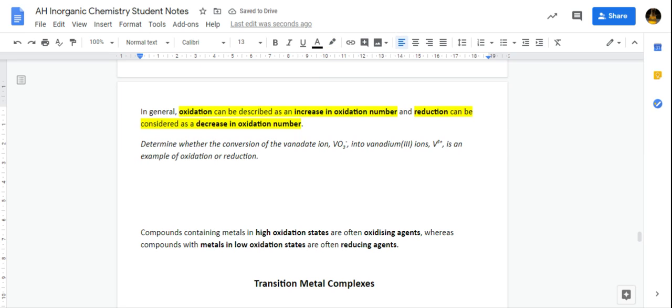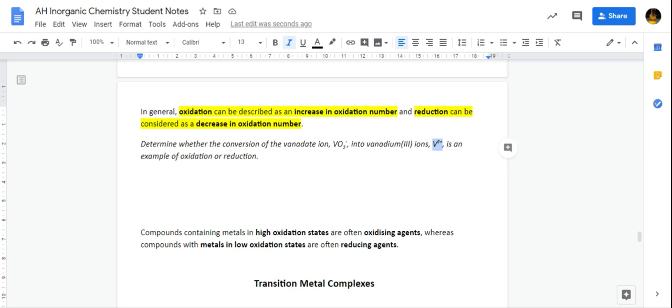The next part for you to do is to determine whether the conversion of the vanadate ion, VO3-, into vanadium 3+ ions is an example of oxidation or reduction. So to work this out, you would calculate the oxidation number of vanadium in the vanadate ion and the oxidation number of the vanadium in the V3+ ion. And then if your oxidation number increases, then it will be oxidation. If your oxidation number decreases, then it's reduction.